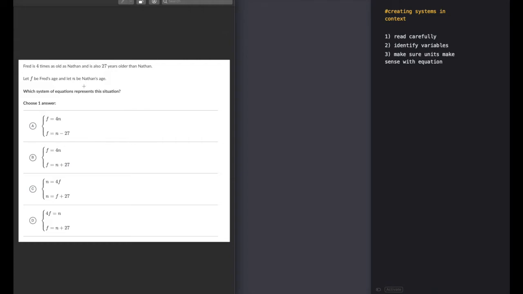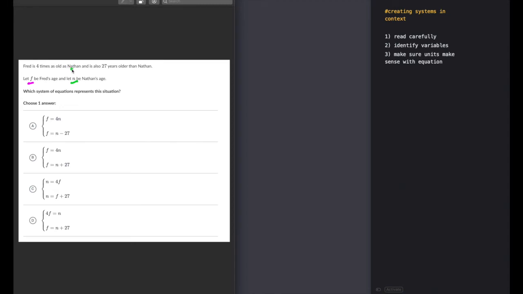Okay. So this is interesting. They're telling us Fred is 4 times as old as Nathan and is also 27 years older than Nathan. Okay, so maybe I'm thinking like Fred and Nathan. Okay, let F be Fred's age. So we have one variable, F, for Fred's age, and the other variable is N for Nathan's age. They want to know which system of equations represents this situation. So the first thing I'm going to think about is just this first sentence. Fred is 4 times as old as Nathan.